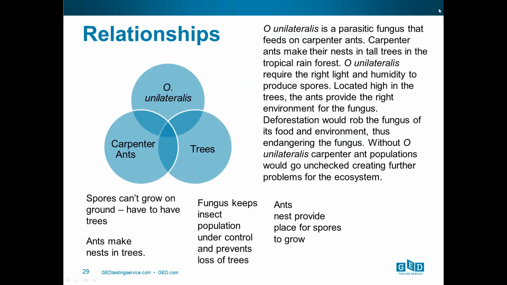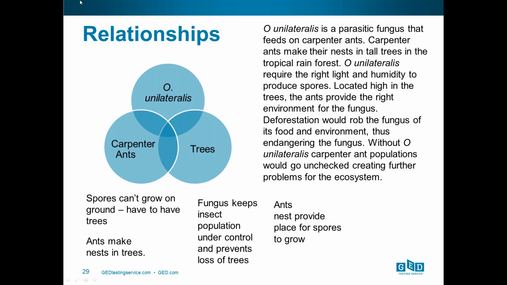So I've shown my different relationships. Now I've written a response. And keep in mind that all responses do not have to be this long. However, let's see if you look at this particular response and think I've covered everything. So O unilateralis is a parasitic fungus. It feeds on carpenter ants. The carpenter ants make their nests in tall trees in the tropical rainforest. The O unilateralis require the right light and humidity to produce the spores. Now look at the rest of the relationship.